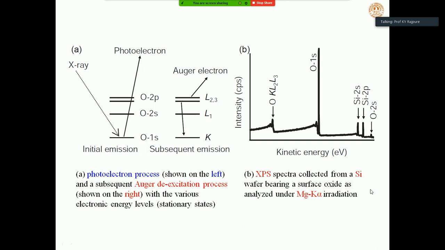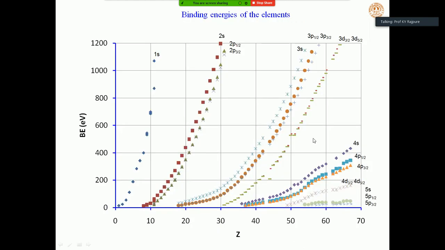So the XPS spectrum is collected for the silicon wafer with Mg K alpha radiation. So you get peaks. Peak means you have to look at the lookup table. For example, here you have an energy peak at 600 electron volts, for example. Then you can think of a 1s electron, maybe this electron, maybe that electron. Only these many possibilities you have.